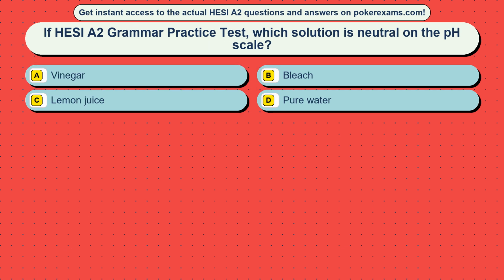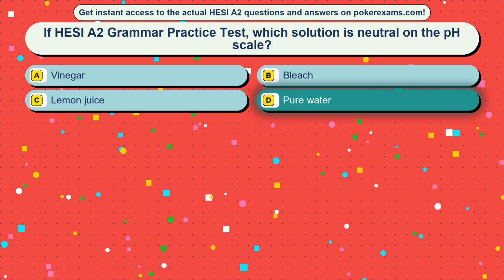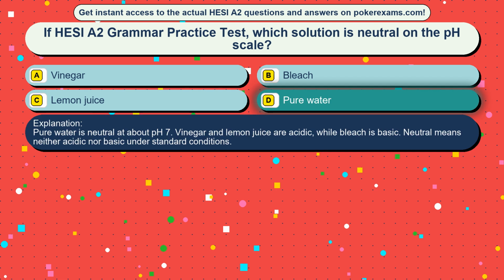Question 30. If HESI A2 grammar practice test, which solution is neutral on the pH scale? Option A, vinegar. Option B, bleach. Option C, lemon juice. Option D, pure water. The correct answer is option D, pure water. Pure water is neutral at about pH 7. Vinegar and lemon juice are acidic, while bleach is basic. Neutral means neither acidic nor basic under standard conditions.